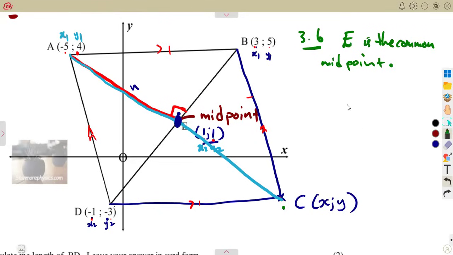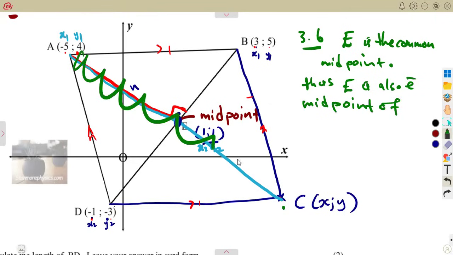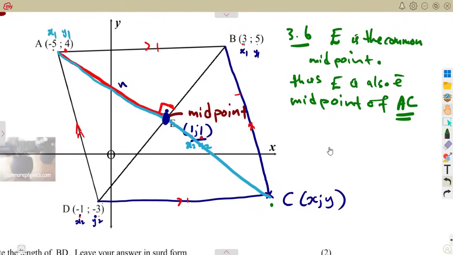So it's a midpoint of what? Thus, E is also the midpoint of line AC. So if it is the midpoint of line AC, guys, how were you calculating the midpoint?